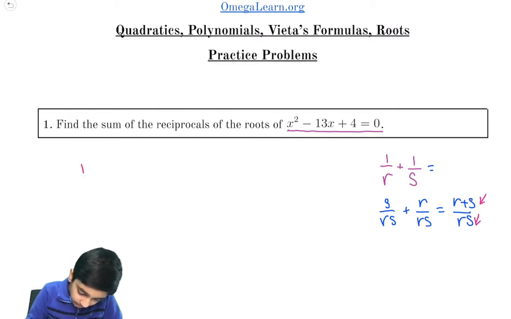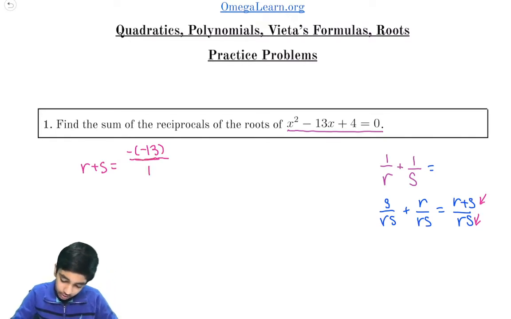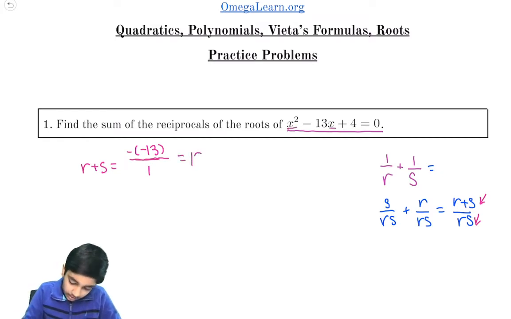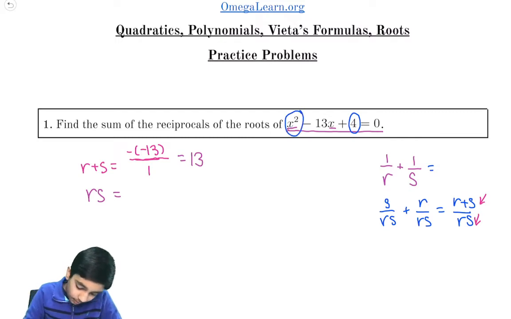So r plus s, by Vieta's, is negative of negative 13 over 1, because the sum of the roots of a quadratic is just the negative of the x term coefficient divided by the x squared term coefficient. So this is 13. The product rs is going to be equal to the coefficient of the constant term divided by the coefficient of the x squared term, which is 4 divided by 1, or 4.